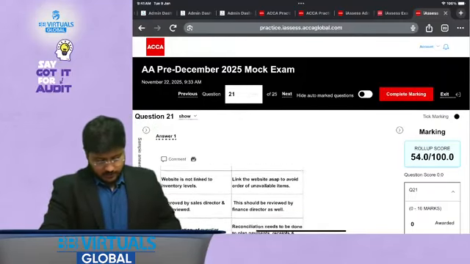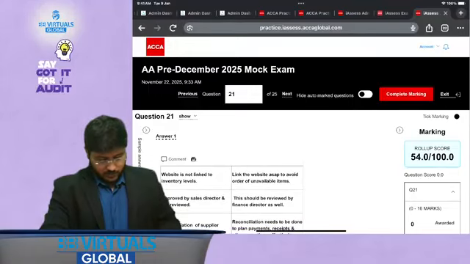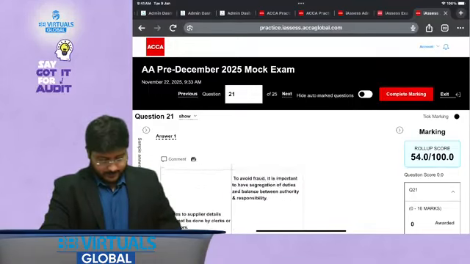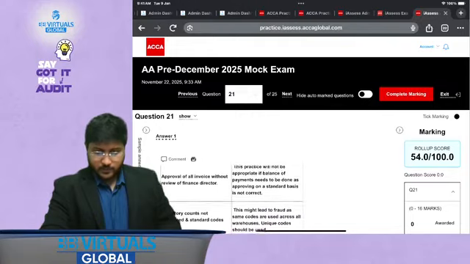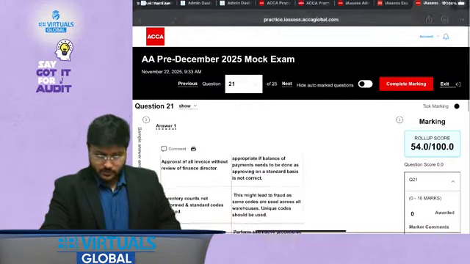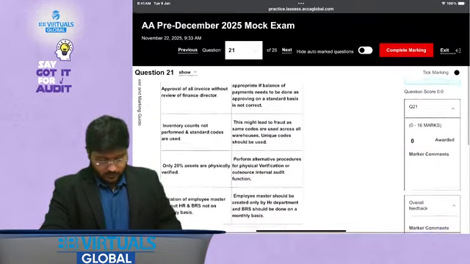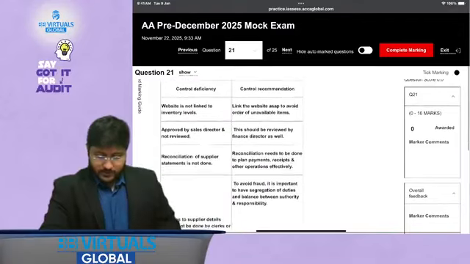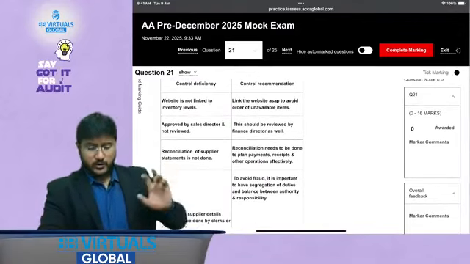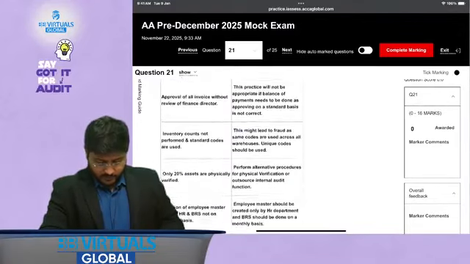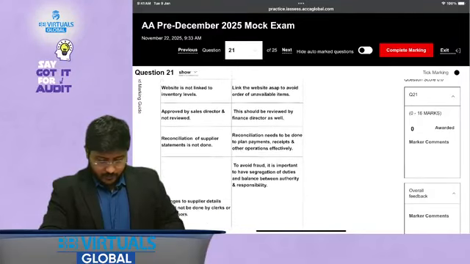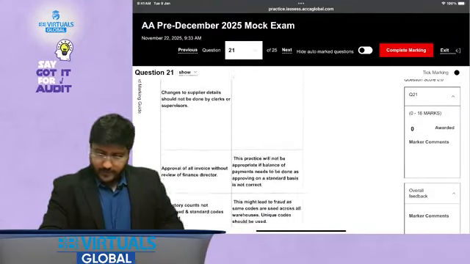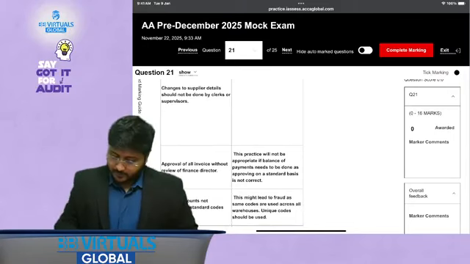Website not linked, approved by sales director, reconciliation of supplier statements, changes to supplier deals, approval of invoices, inventory counts physically verified. I'm just checking in a rough manner. Although you should read the entire suggested answer, I'm just checking. Reviewed by finance director, reconciliation, avoid fraud. Yes, again this also seems very correct.